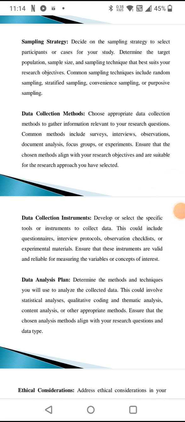And then the data analysis plan, determining the methods and techniques which are required to analyze the collected data. It could also involve statistical analysis, qualitative coding and thematic analysis, content analysis, or other appropriate methods. You need to ensure that the chosen analysis methods align with your research questions and data type also.